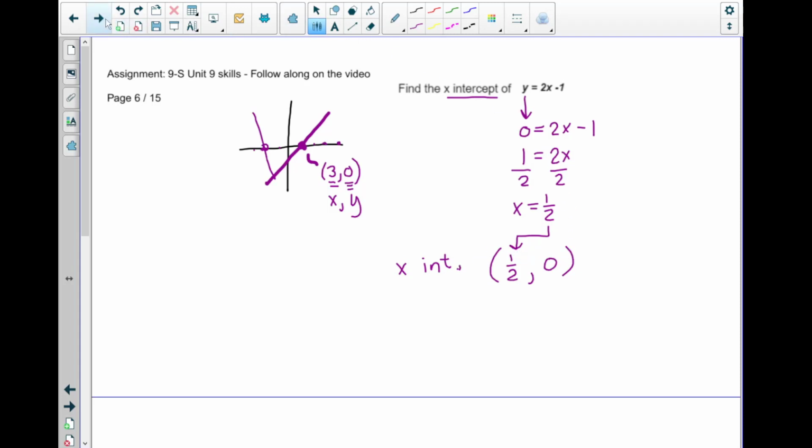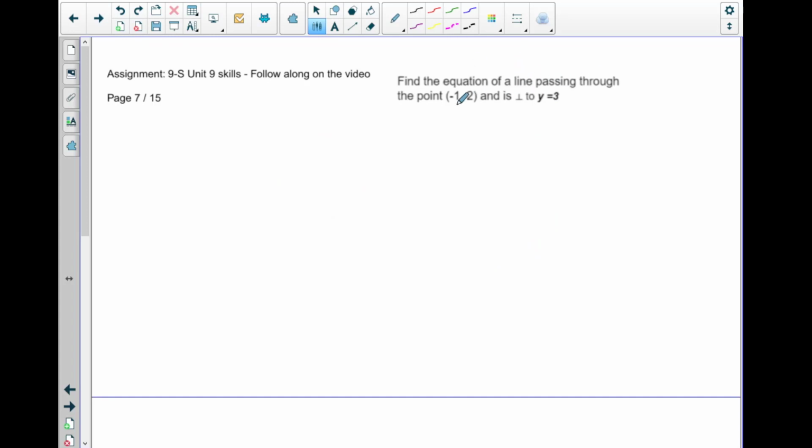Next skill. Find the equation of a line passing through this point and is perpendicular to y equals 3. Now we need to recognize, and I've told this to my students, I'm sure the other students have heard this too, we need to recognize 2 things right away.